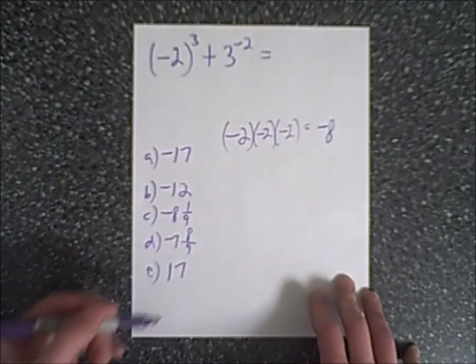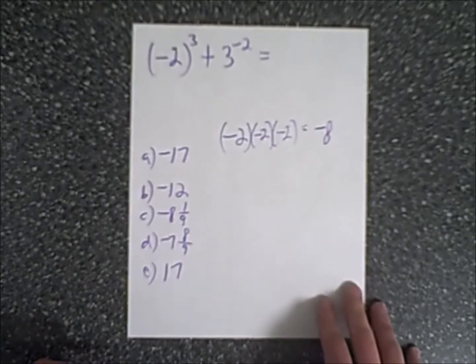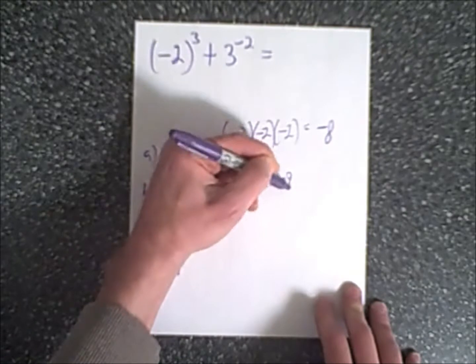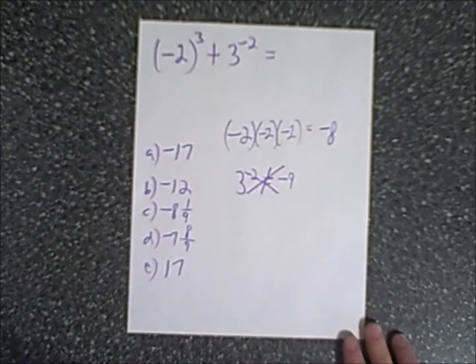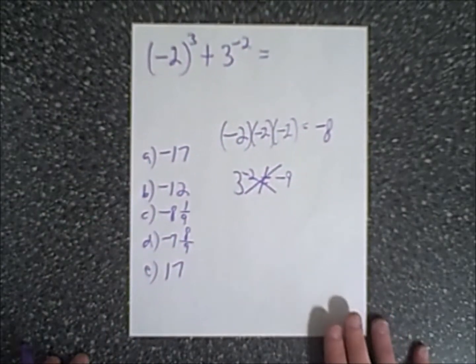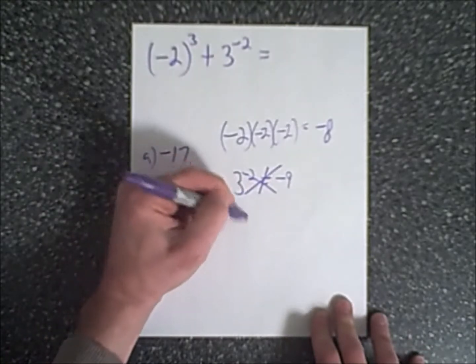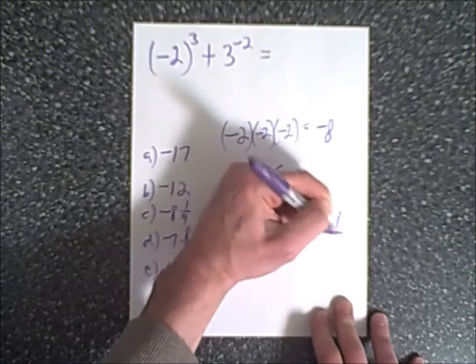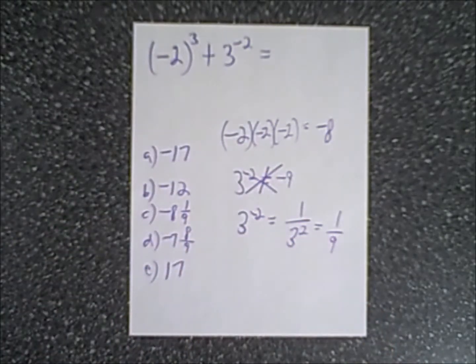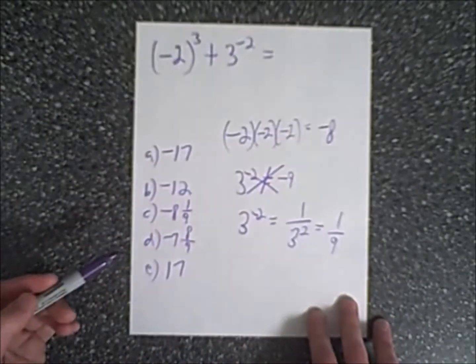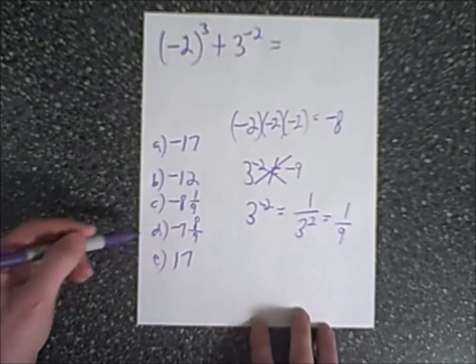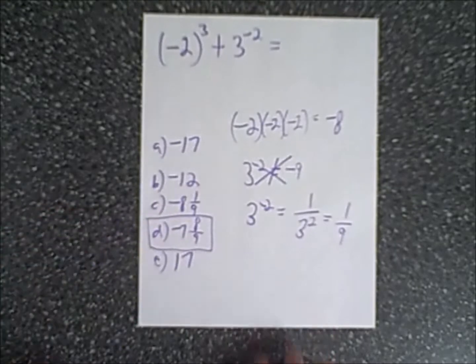And then the second part is 3 to the -2 power, and that is not equal to -9. It is not -9. It's simply the reciprocal of 3 squared. So 3 to the -2 is equal to 1 over 3 squared, which equals 1/9. And therefore, since 1/9 plus -8 is -7 8/9, our answer is D, -7 8/9.